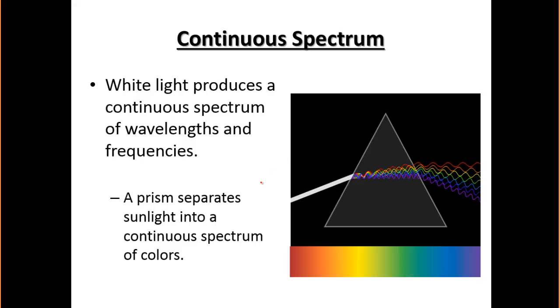With a continuous spectrum, sunlight coming in breaks down to all the ROY G BIV. If we have a unique element, then we only have certain lines appearing. So that's the difference between those two as we look to them in lab.